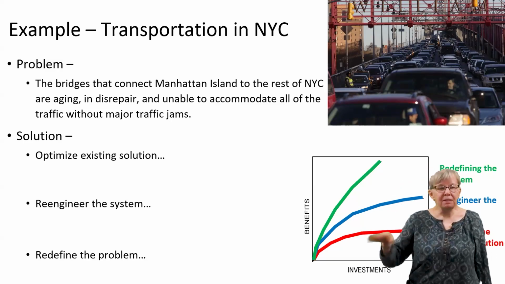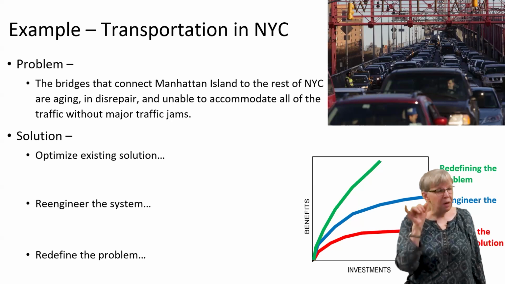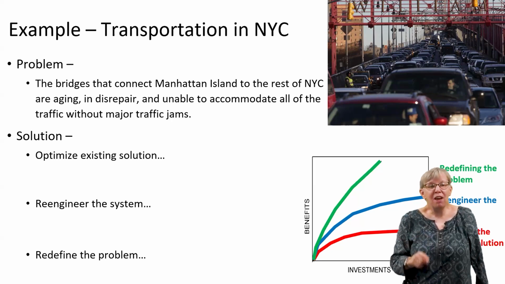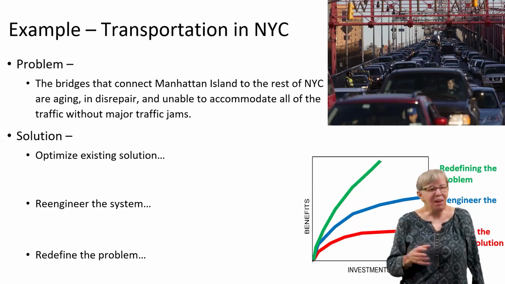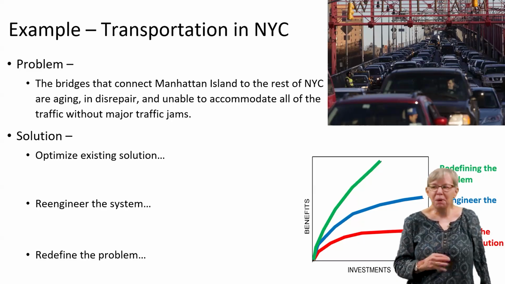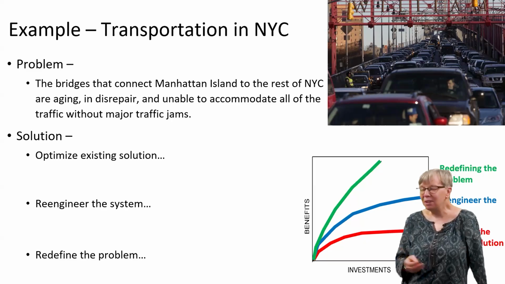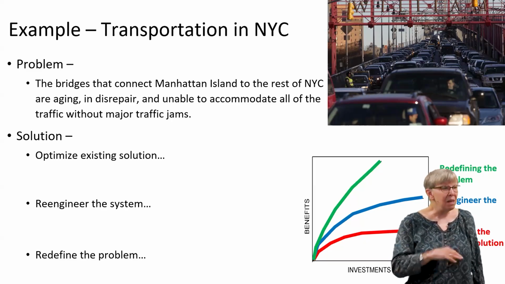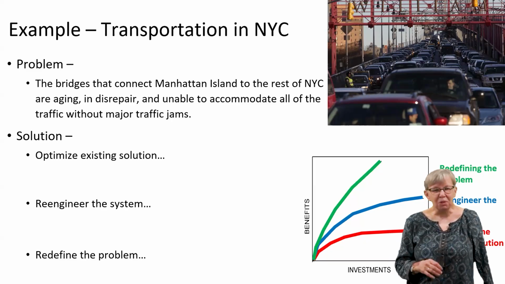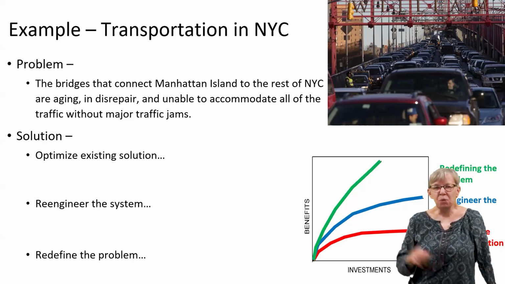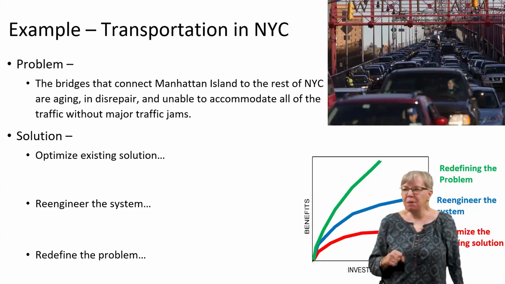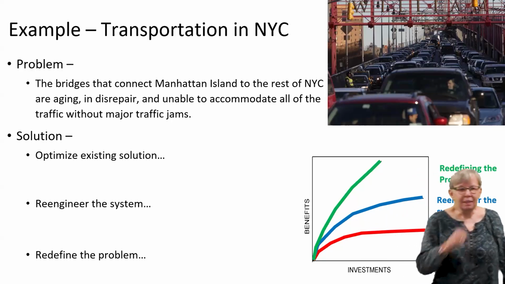The pavement has these deep grooves in it from where the wheels go, from years and years. They can't stop the traffic to repair, right? Just like New York City cannot function without these bridges. And so they haven't been able to really repair the bridges because that would require closing them down. They're that bad. They'd have to do some major work. So it is a big problem in New York City. So what ideas do we have for optimizing the existing solution?